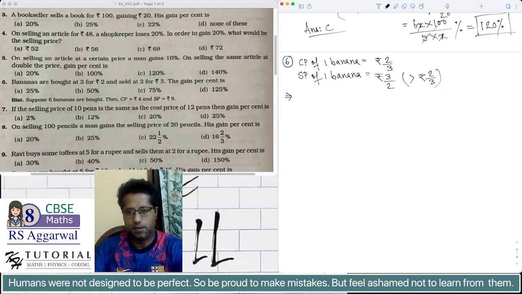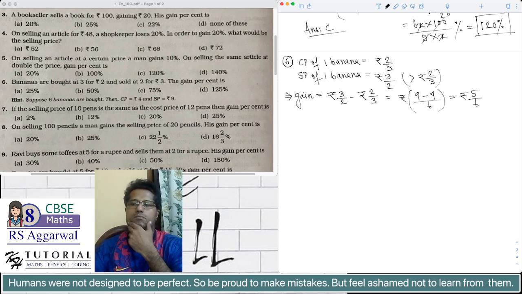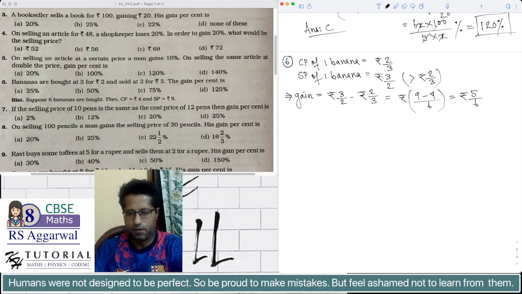So we can say that there is a gain of rupees 3 by 2 minus rupees 2 by 3. This gain is based on one banana. So this is equal to rupees, if you simplify 3 by 2 minus 2 by 3, it is 9 minus 4 by 6. This is equal to rupees 5 by 6. So this is the gain on one banana.